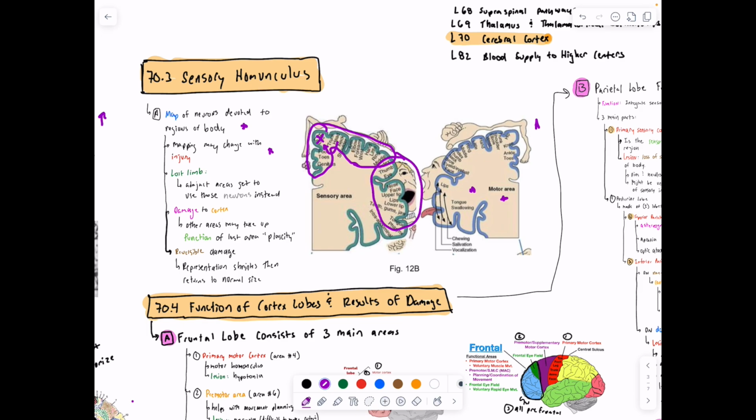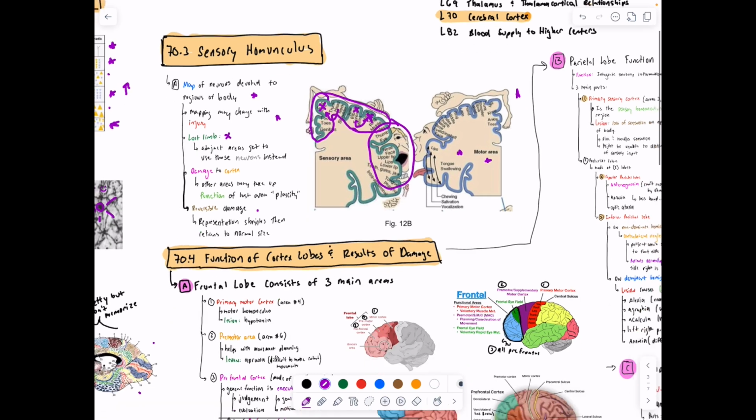All right, and so the other thing that can happen, so that's in the case of a lost limb. If you have just regular damage, you can have other areas take up the function. So if your limb still exists, but you've damaged the cortex that is associated with that limb, you can have adjacent areas take up that function. And then reversible damage, you have basically some damage to an area, and then it will eventually heal and return to a normal size.